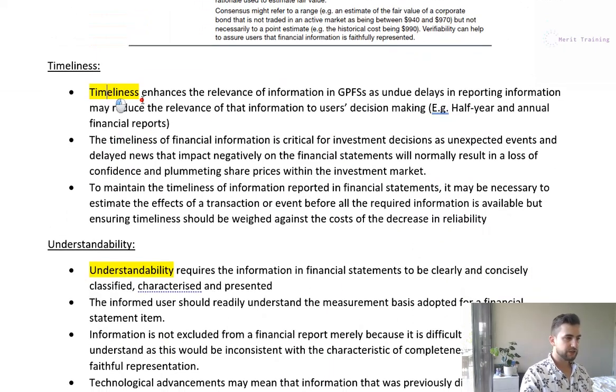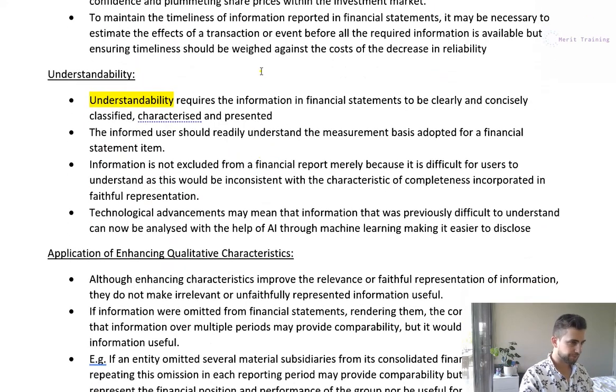Timeliness. So this is the relevance of the information due to timing. So basically, that we're getting the information on a regular basis, consistent with prior years and what's being communicated to the users. For example, some companies might have half-year reports, some companies might have annual reports, and just receiving that on a similar timeline to previous years, so you can make timely decisions.